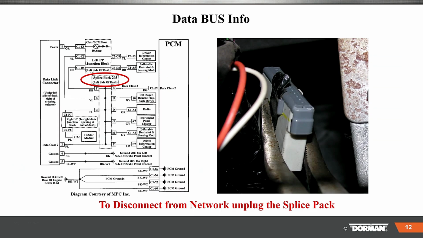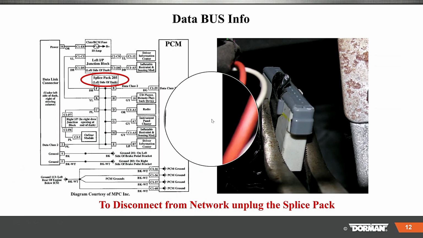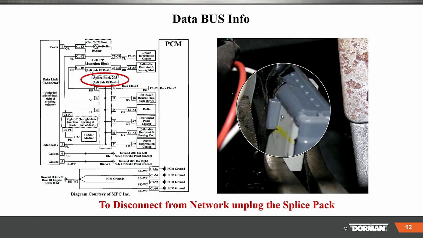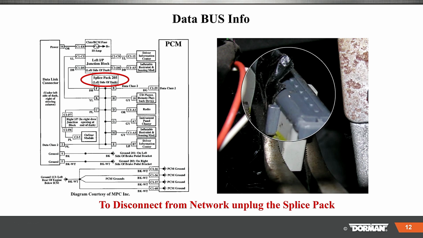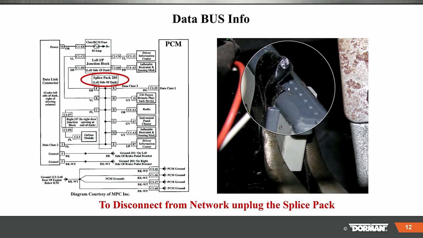and improves rejection of external electromagnetic interference. Now, here we have an example of a splice pack. Some vehicles don't have splice packs, most do, but if it doesn't, then you've got to disconnect modules.